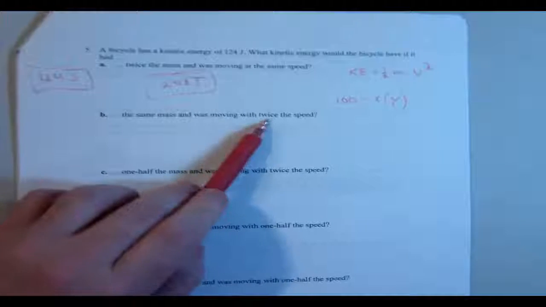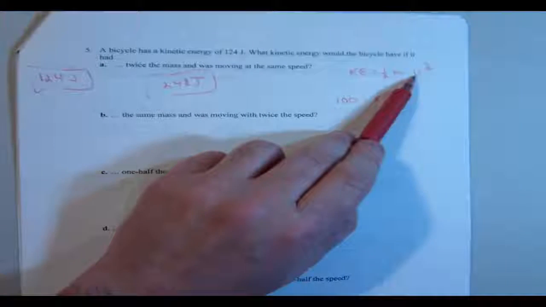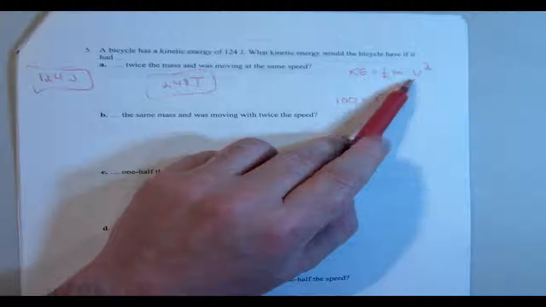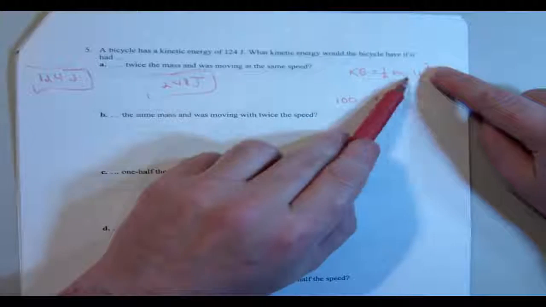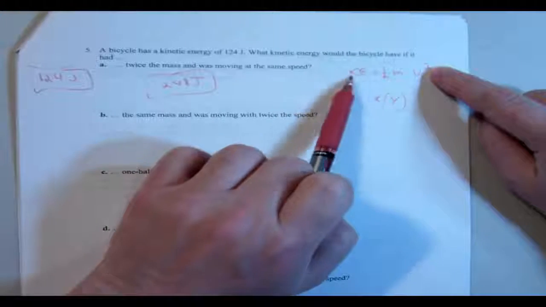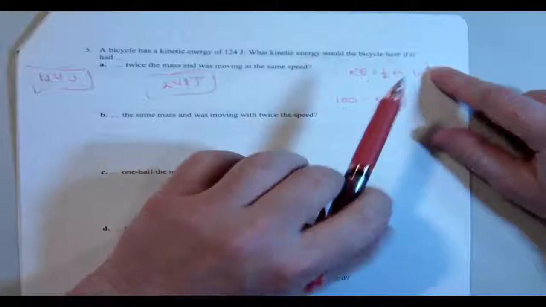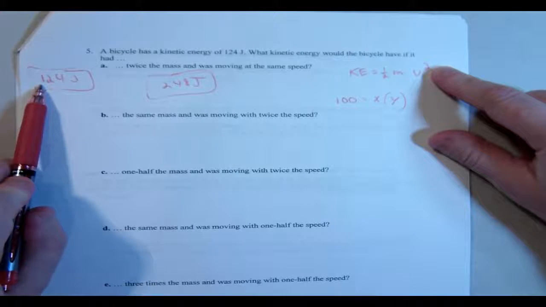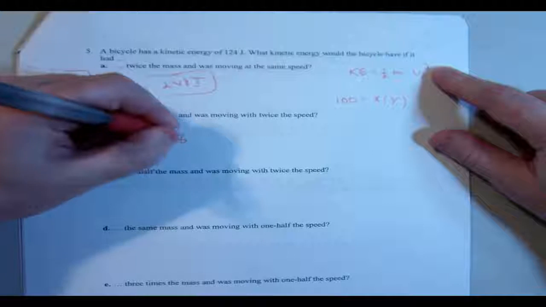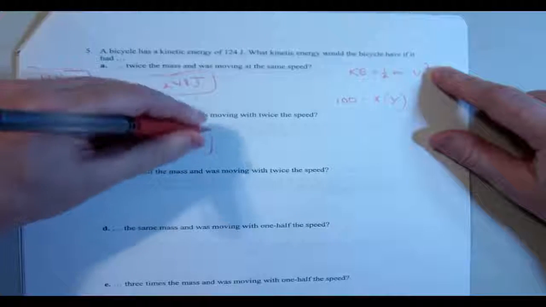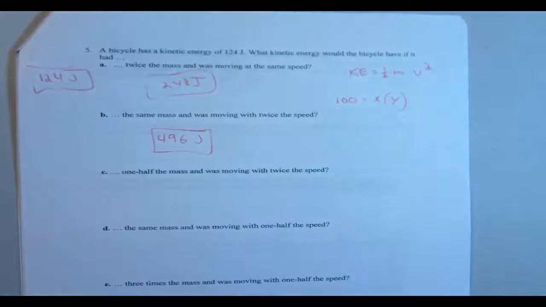Let's look at B. Same mass, twice the speed, right? So in other words, we double the velocity. Well, we just said if we double velocity, we still have to square it. So 2 squared is 4, which means this is going to be times 4. So 124 times 4 is going to be 496 joules, because it's energy, right? So, same mass, double the speed, bam. Pretty straightforward, pretty easy.